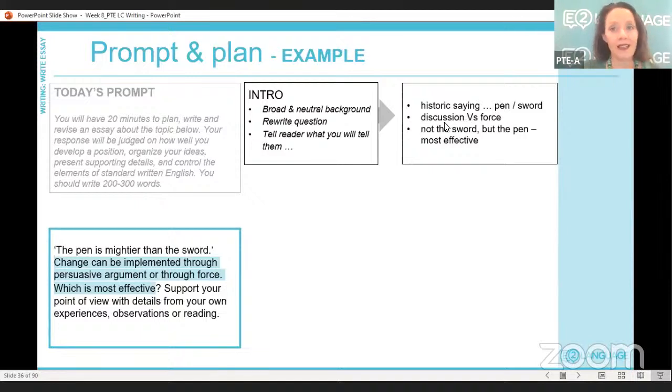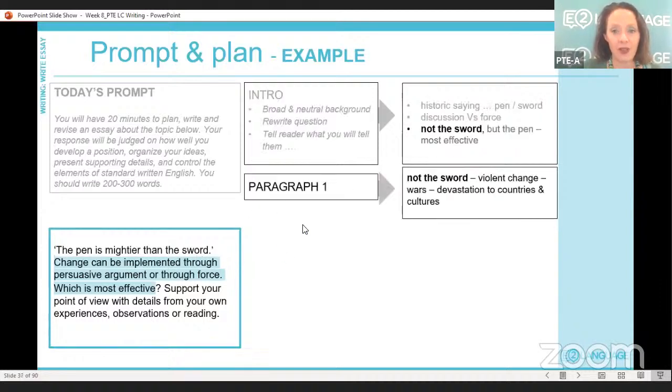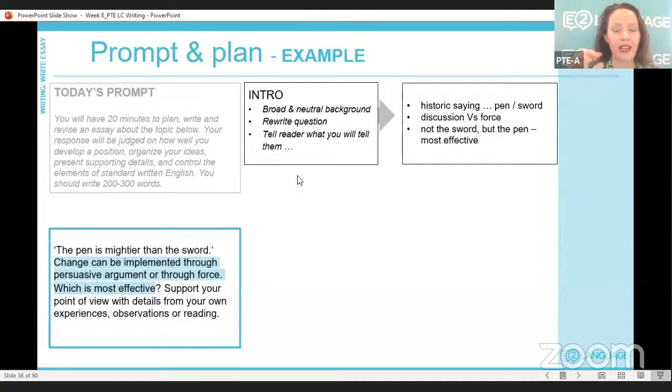The discussion is that some people believe discussion is more powerful and others believe that force is more effective in getting something happening. So my position is not the sword, but the pen, so that words are more powerful or effective. So any ideas how could words be more effective than violence or force?